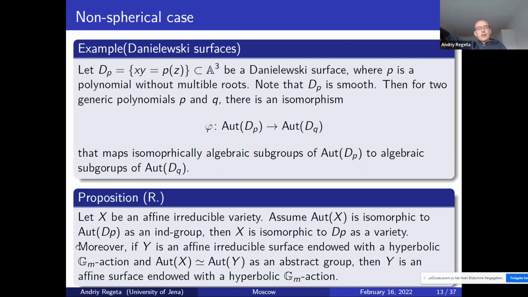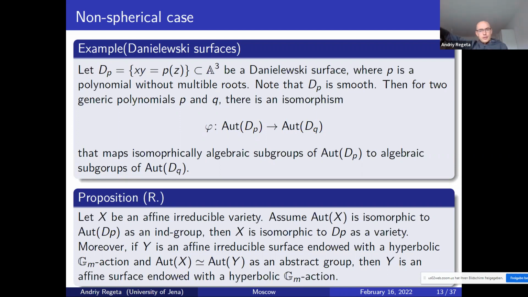And in the last three lines of the proposition, we assume only an abstract group isomorphism. So this hyperbolicity is characterized by an abstract group isomorphism. Moreover, I should say that if you would like to prove something like this not for hyperbolic but for parabolic or elliptic GM surfaces, then it fails.